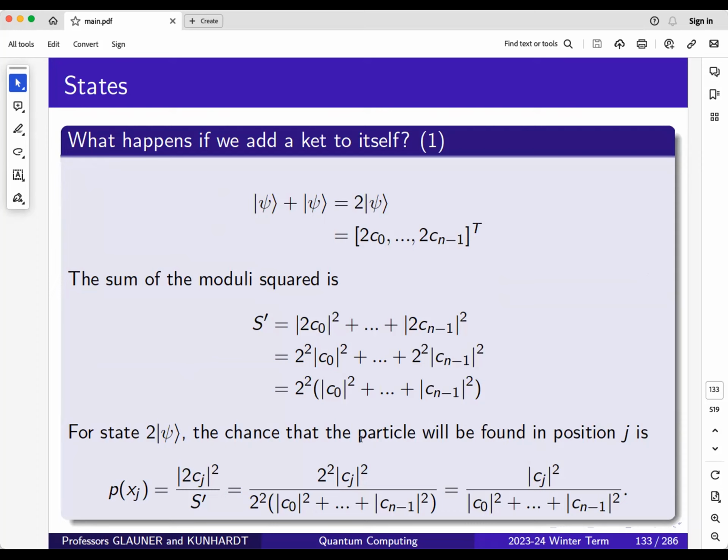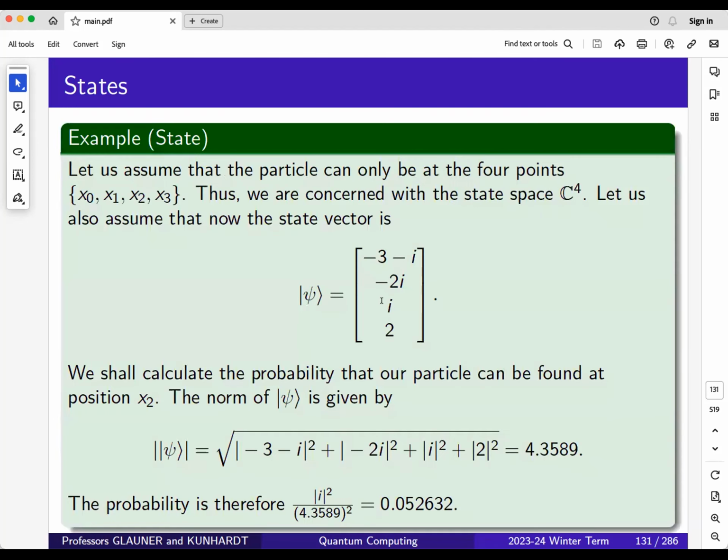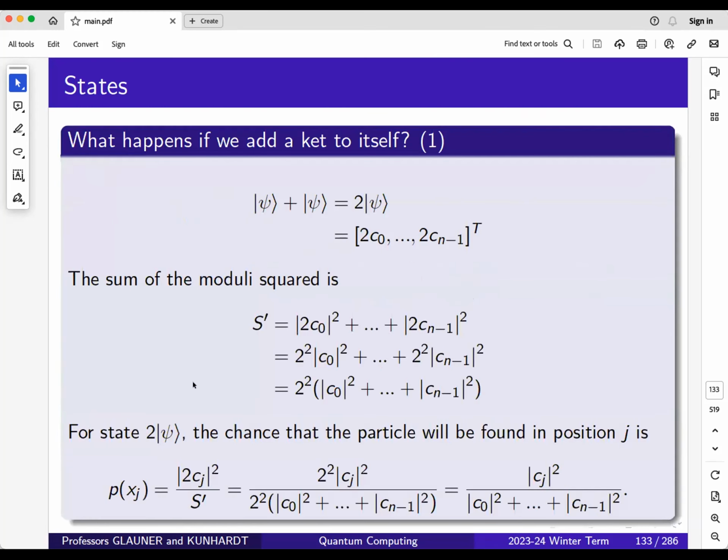We're not discussing this derivation now in detail, but maybe you're wondering what happens if you add a ket to itself, or you multiply the ket by 2. Does that change this probability? Just before, we had this example where I wanted to know the probability of finding the particle in position x2. Now if I multiply all of these values by 2, or by adding the ket to itself, it will not change these probabilities at all, because I'm dividing by the length of the vector, and if the length of the vector increases proportionally because I have multiplied every element by 2, it doesn't change these probabilities at all.